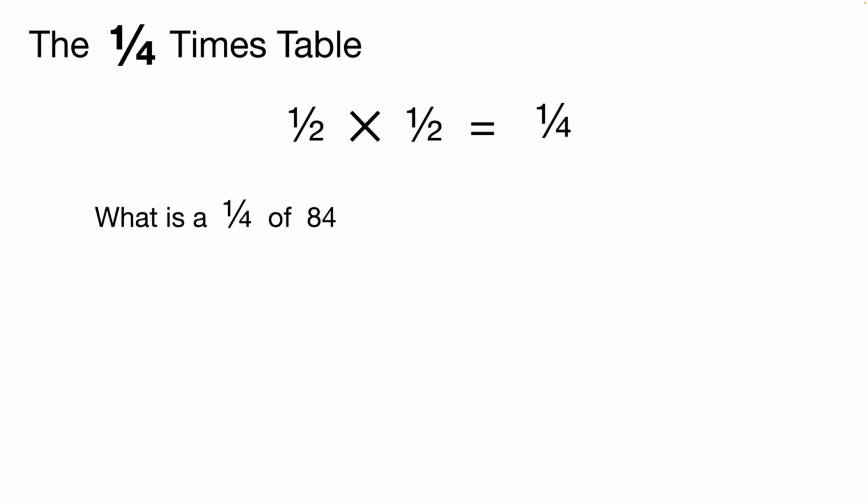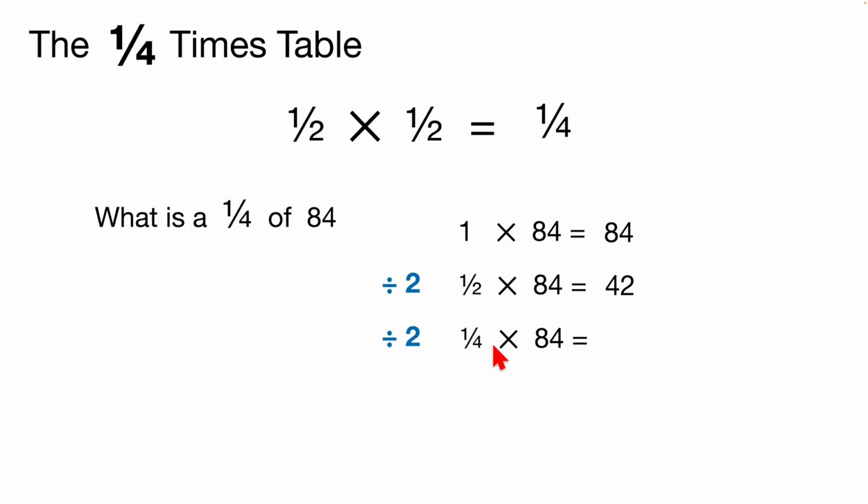Let's see how we can use it to answer questions. A half times a half. If we halve something and then half it again, we end up with a quarter. Very useful to know that. So if we say, what is a quarter of 84? Well, 1 times 84 equals 84. I wouldn't write that, but it's nice to start off with something we know is true. Divide by 2. This divides by 2 to be a half times 84, and 84 divides to be 42. A half times 84 is 42. And then we divide it by 2 again. And that tells us that a quarter times 84 is equal to 21.